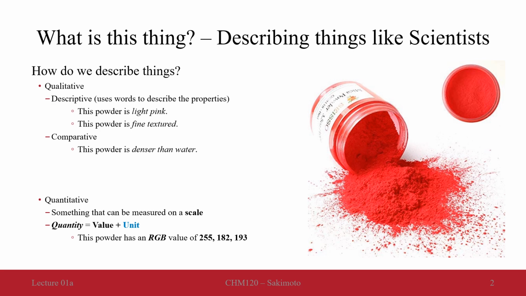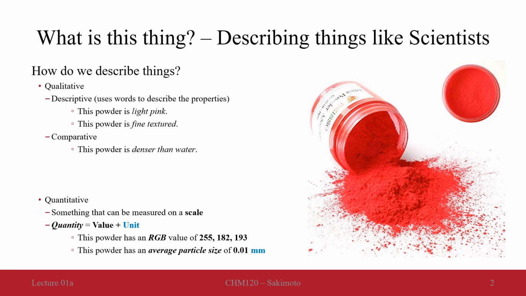For example, by saying this powder is light pink, we can qualitatively describe its color, but we can be even more precise, more specific about this description by assigning a quantitative measurement to it. Color is often measured by an RGB value, the intensity of red, green, and blue colors in that material. And so we might say that this powder has a quantitative color of 255, 182, 193, representing the quantity of each of these red, green, and blue wavelengths.